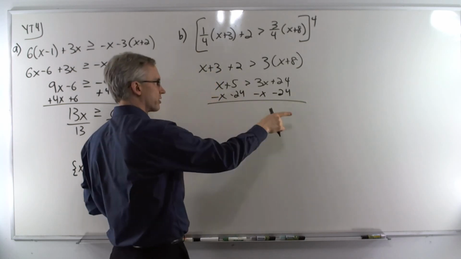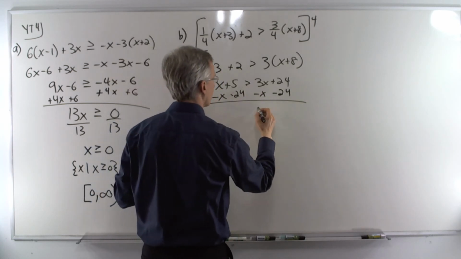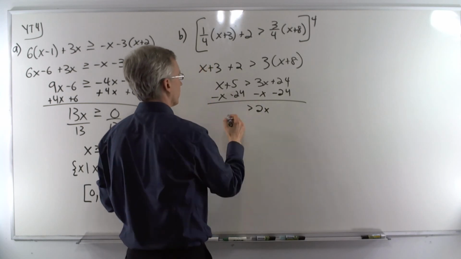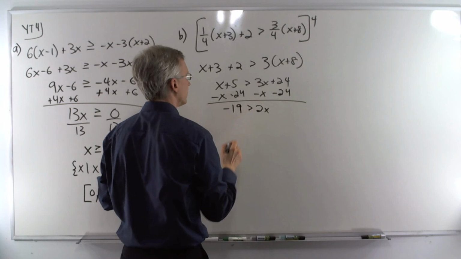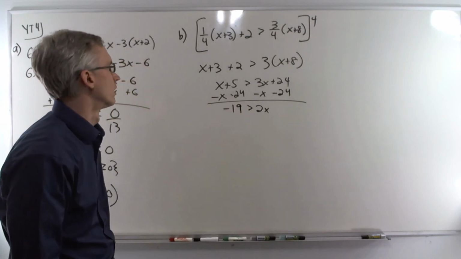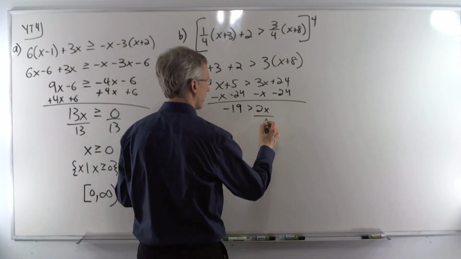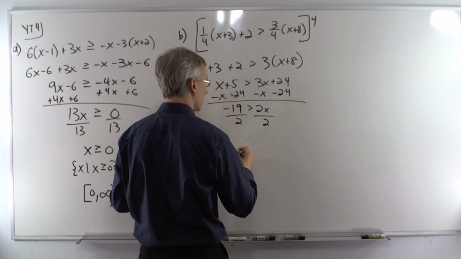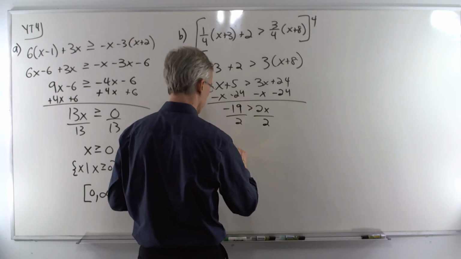Let me get all the x's to the right, all the numbers to the left. And over here we got negative 19. I'll divide both sides by 2. We're dividing by a positive number, so we keep the symbol pointing in the same direction.